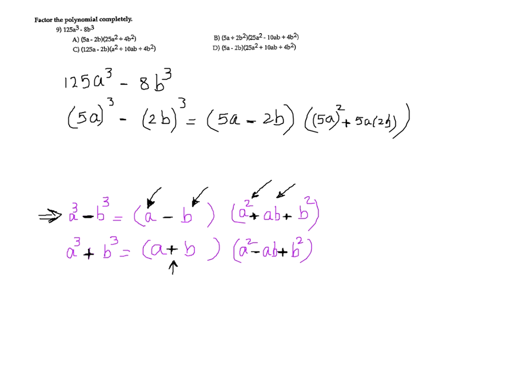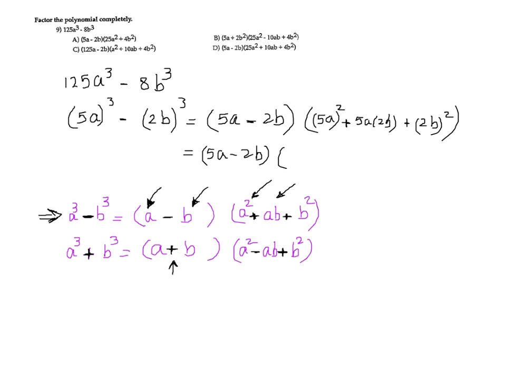Okay. Now, my last term would be plus the second term squared. The second term is 2B. I have to square that. So I'm almost done. So this would be 5A minus 2B.